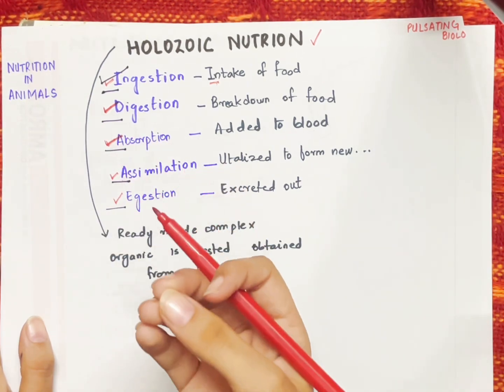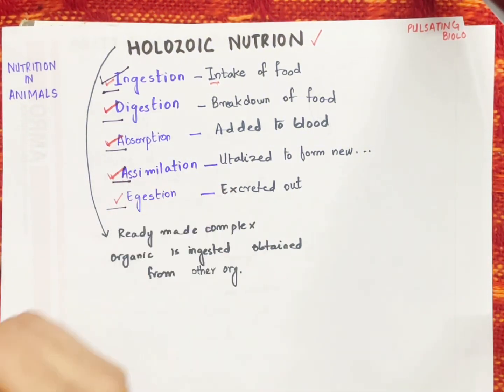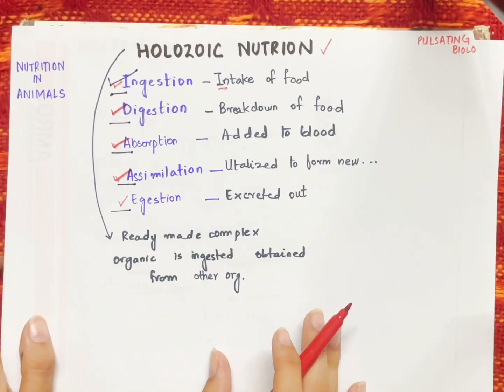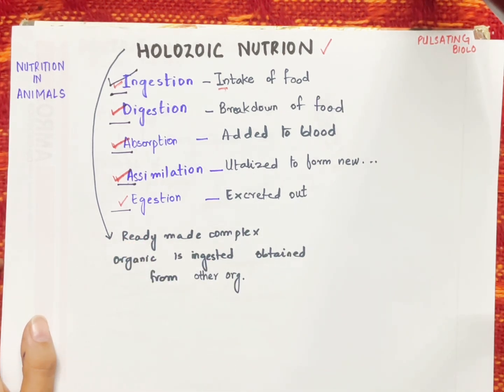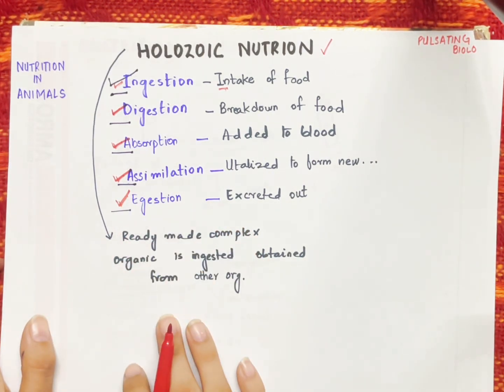That is, the substances that are not required are passed on to the large intestine, and the others are added into the blood. And then it comes to the assimilation. Assimilation means that new products are formed from the products that are basically absorbed into the blood. Then the last process is the egestion. The egestion means the excretion outside the body.